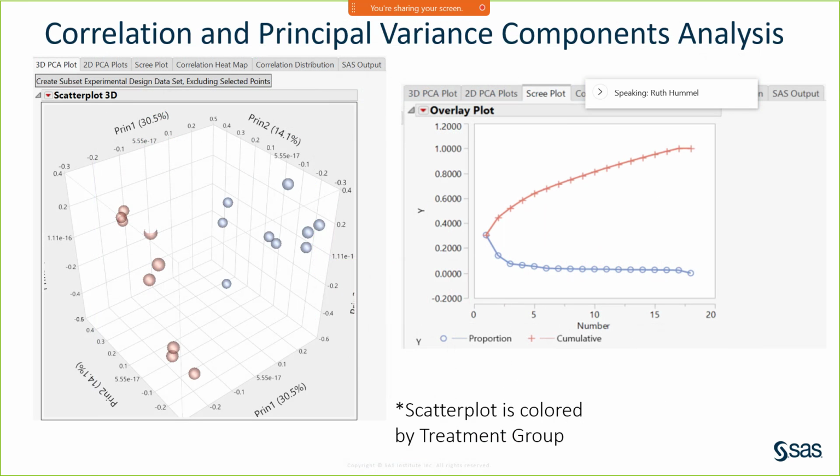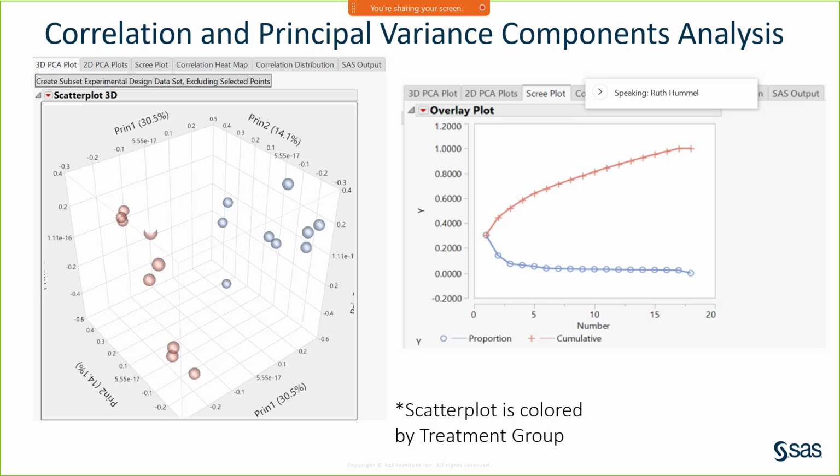Before and after normalization, we also get output on the correlation and principal variance components analysis. Here I'm looking at the 3D scatter plot and a scree plot. The 3D scatter plot shows that if I summarize all the variability in the data with just a few dimensions, in this case 3, which I'm calling principal components, principal component 1 explains about 30% of the variability in all of that expression.